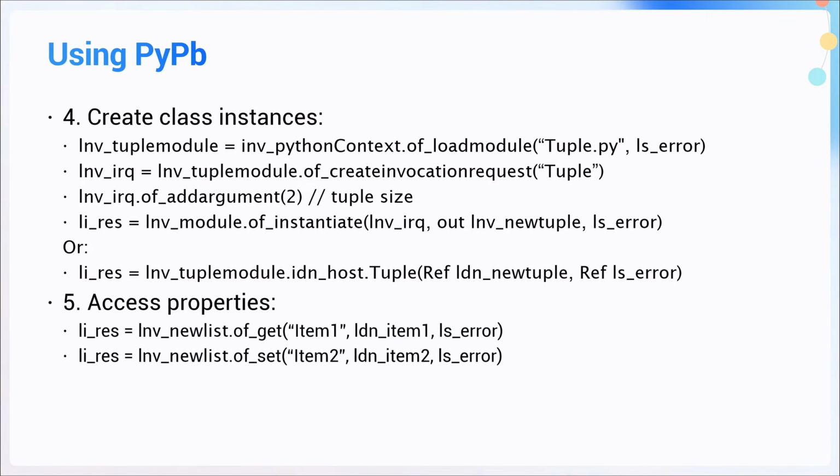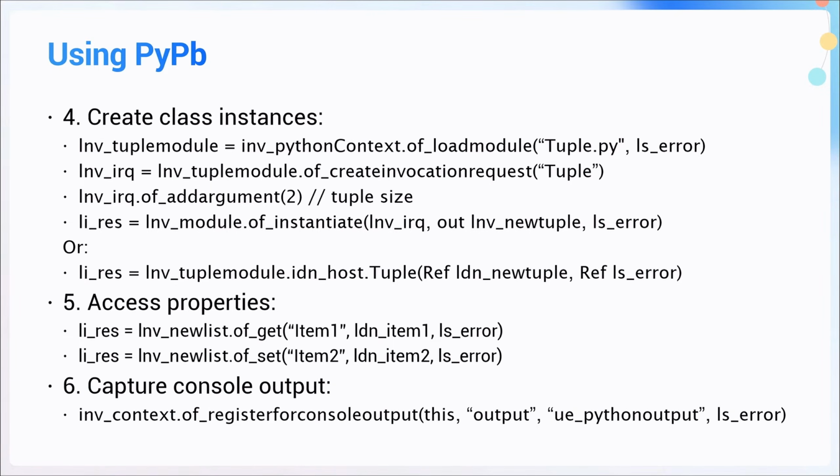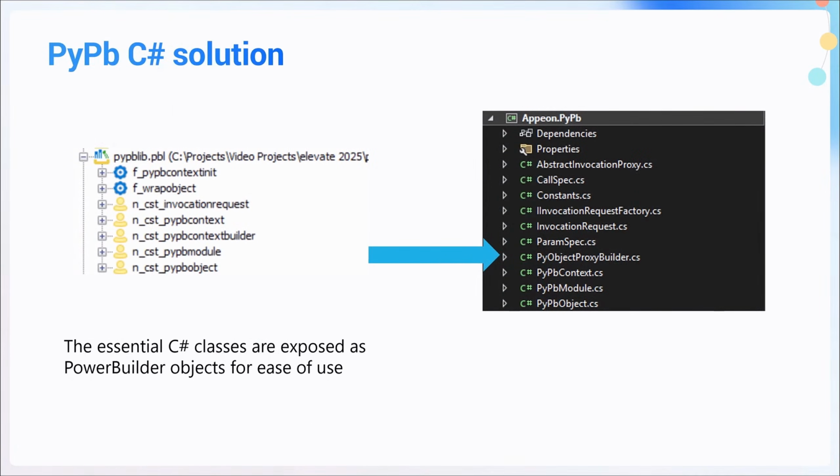For accessing an object's properties, we can use the get and set functions on the PyPb object NVO, and if for some reason you need to read the Python script's output, you can use the register for console output function to register a callback event. The objects in the PowerBuilder library are direct stand-ins for the essential C# classes, which allows the C# library to be used to the fullest.